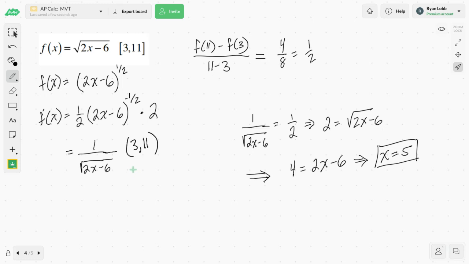So the mean value theorem applies, which says that at some x value between 3 and 11, in this interval, the instantaneous rate of change, which is your derivative, is guaranteed to be equal to your average rate of change, which I have up here, f of 11 minus f of 3 over 11 minus 3. The average rate of change is 1/2. So if we set our derivative equal to our average rate of change and solve that, I come up with x equals 5. And you can see that 5 is between 3 and 11. So this would be the value that's guaranteed by the mean value theorem.